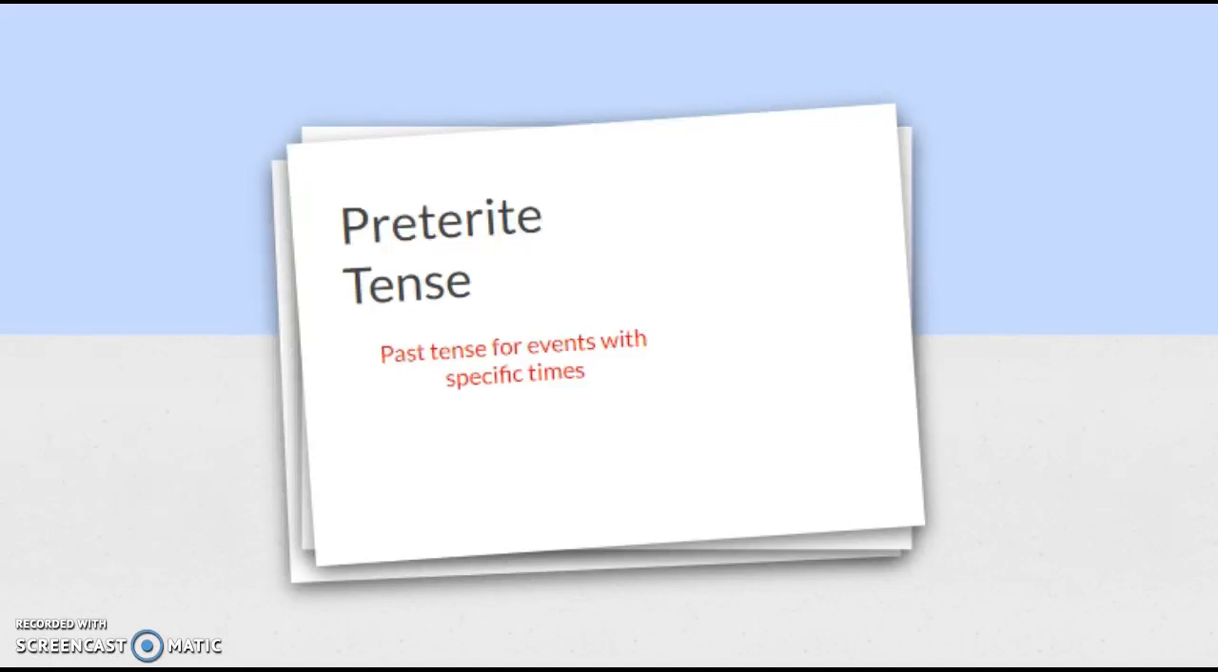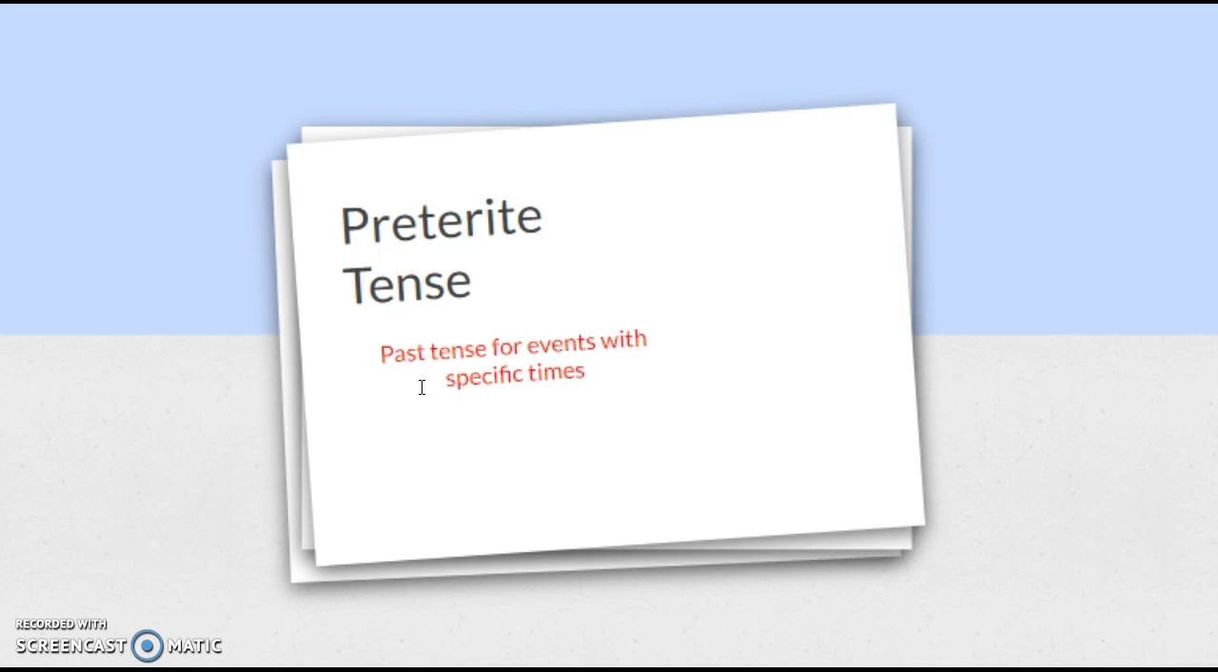So today we're going to learn all about the preterite tense. In Spanish, this is one of the two different past tenses they have. So like when we have words that end in -ed, we're going to use these new sets of endings. There's actually two past tenses in Spanish. This one is used with specific times.